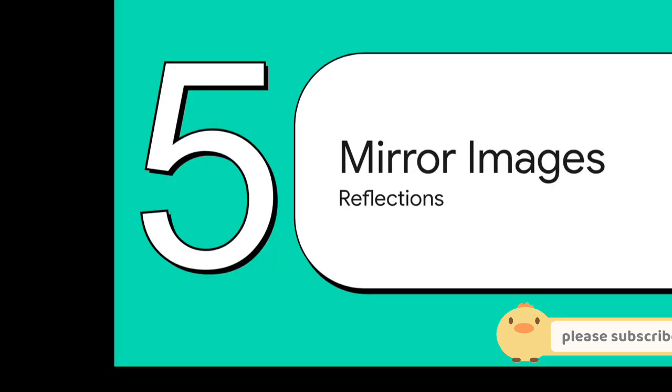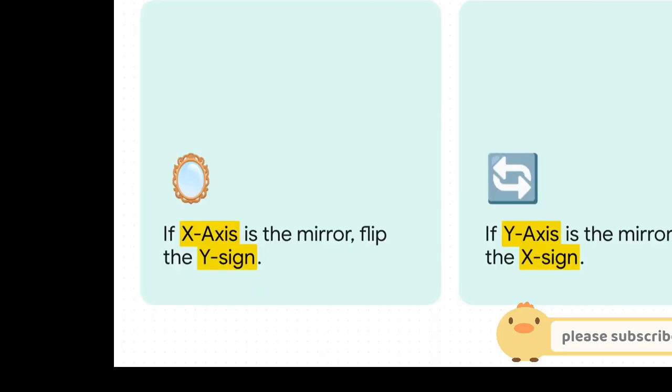And finally, section 5, the magic of mirror images. Imagine placing a mirror right on one of our axes to look at the reflection of the point. Now, here is an incredible shortcut for finding those reflections without having to draw out any complex diagrams. Are you ready? All you have to do is flip the sign of the axis that is not acting as the mirror.